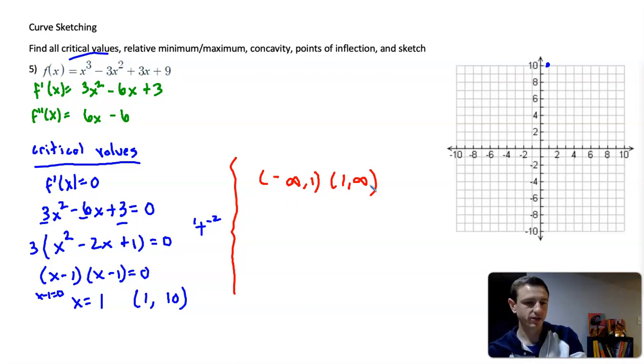So now we want to take some points in this interval and test them. So I'm going to take f prime of 0. 0 is in that interval, always fair game. Love that, love using 0. f prime of 2.